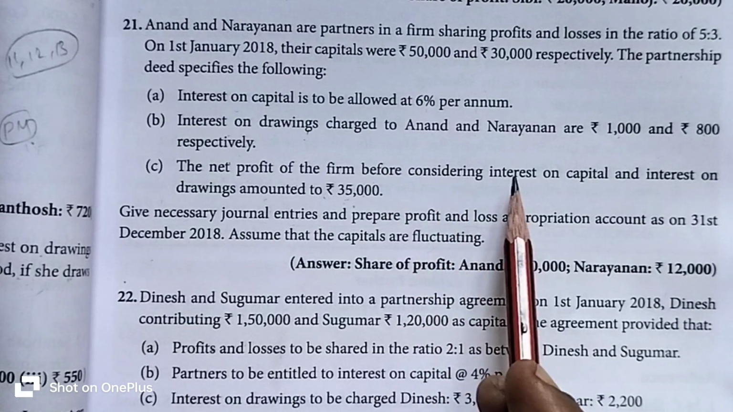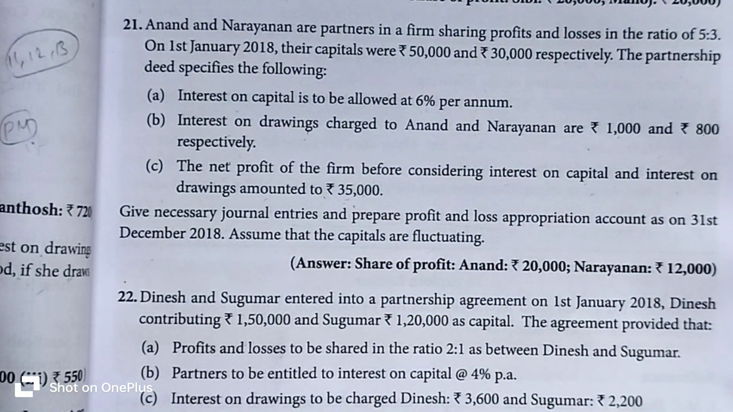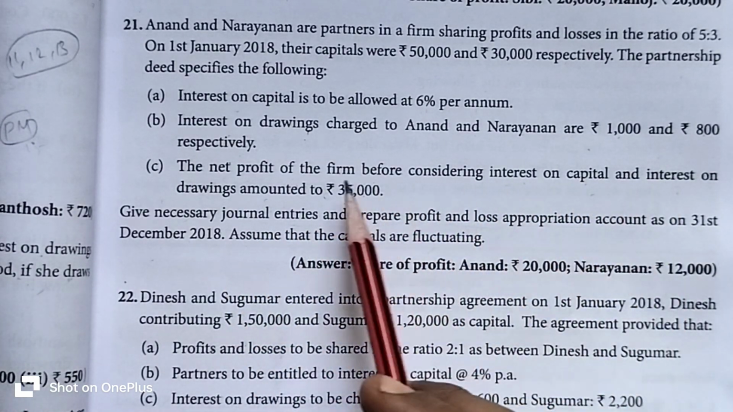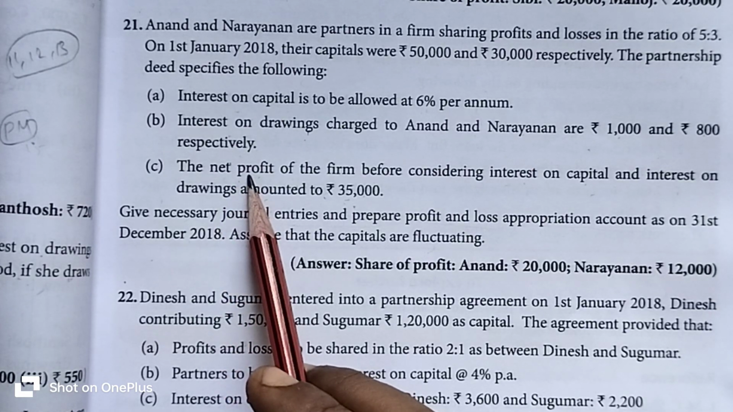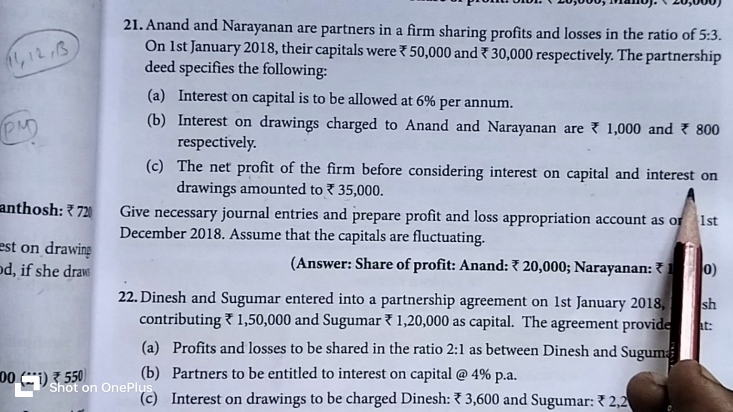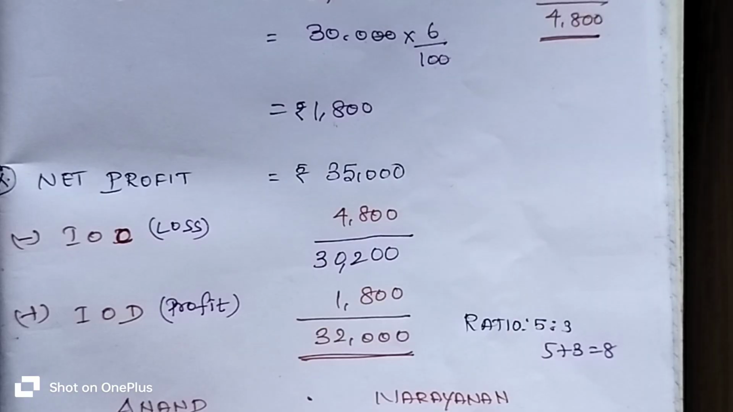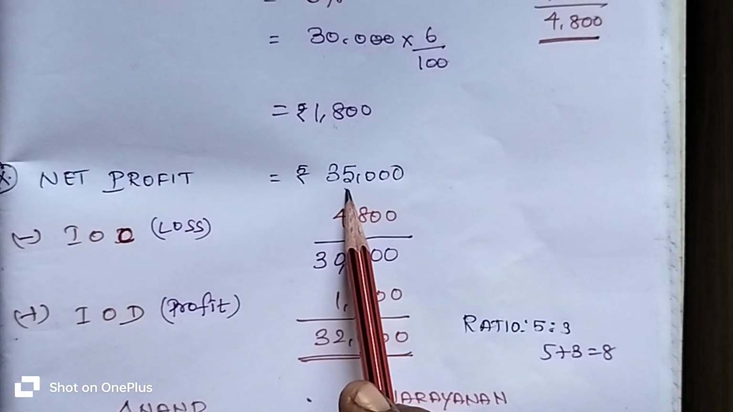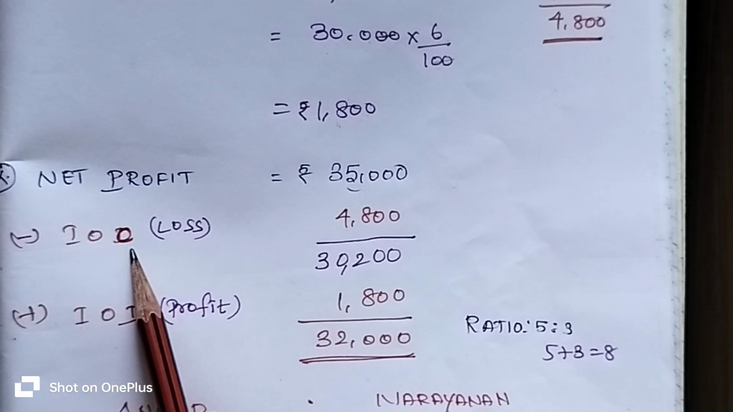Before considering the interest on capital and the interest on drawing, we have to include them in the net profit. We have to make the calculation with these two, interest on capital and interest on drawing, with the net profit. What is the amount for net profit given in the question? 35,000 rupees.